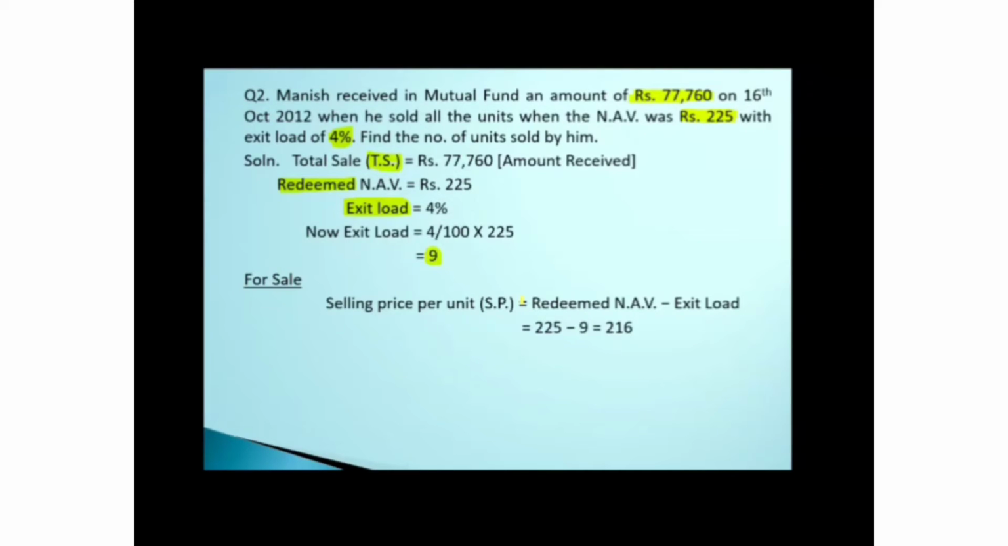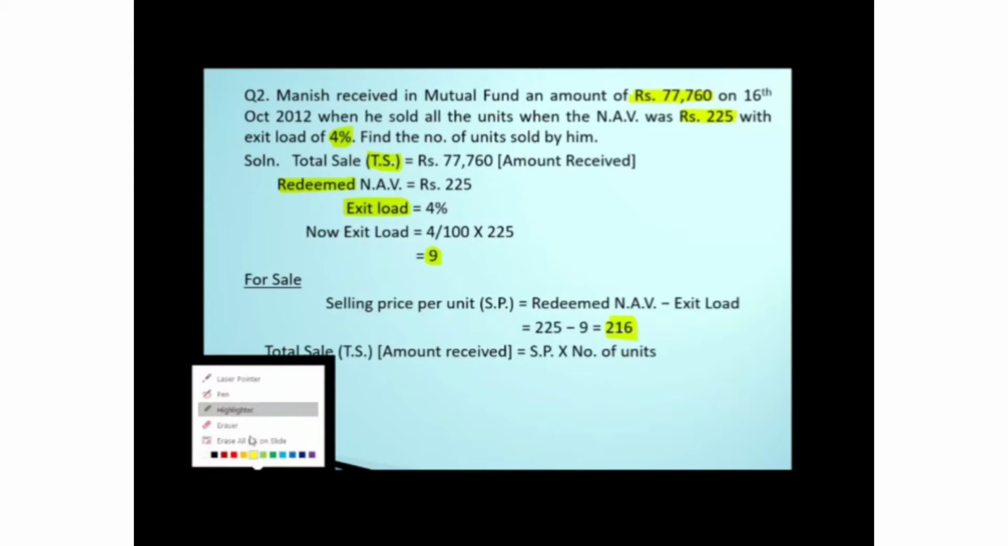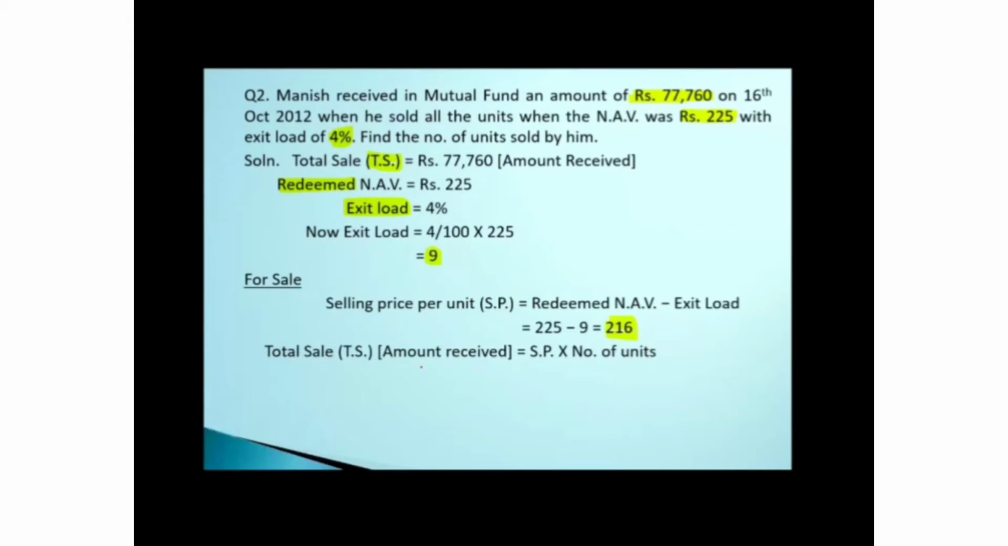So 216 is your selling price, SP. After that, you will be applying the formula of total sale, which is equal to SP multiplied by number of units. Substitute the values known to you in this formula to get the answer. So already you have the received amount, which is your total sale, to be 77,760. Now we already have the SP value to be 216. So finally, your number of units will be the ratio between 77,760 and 216.